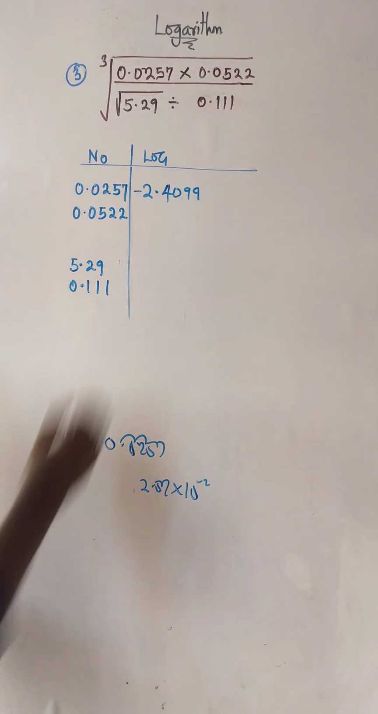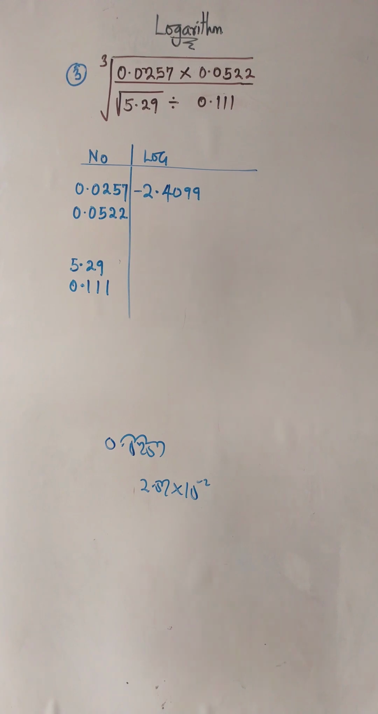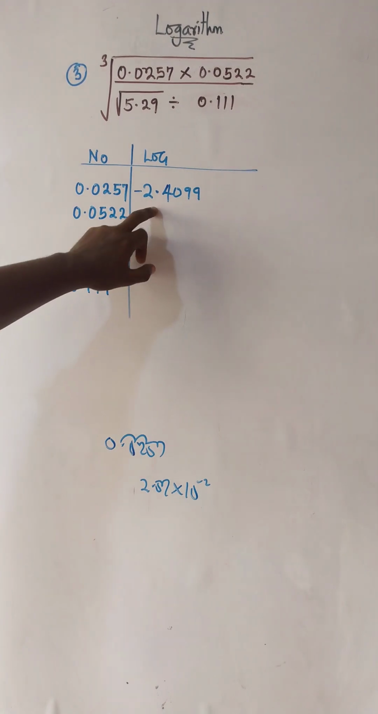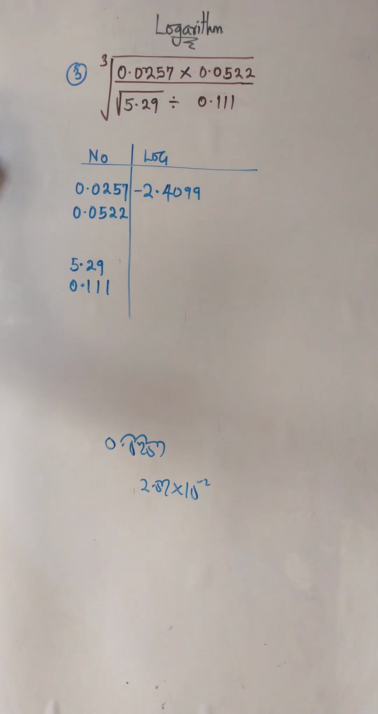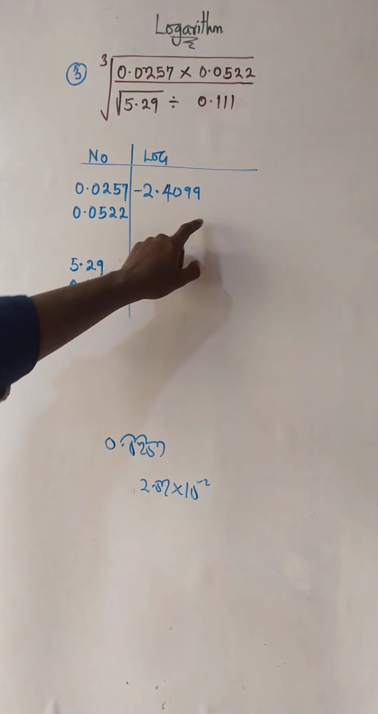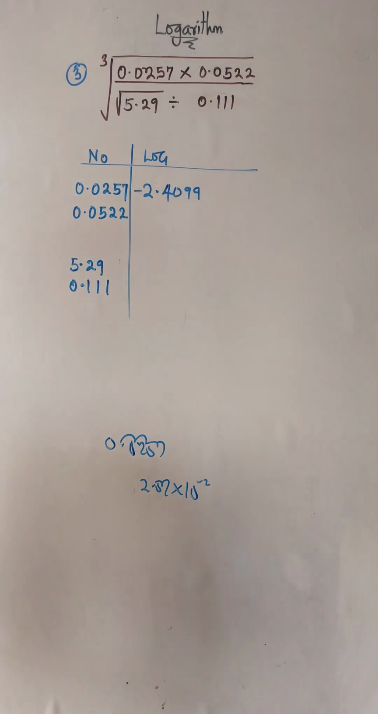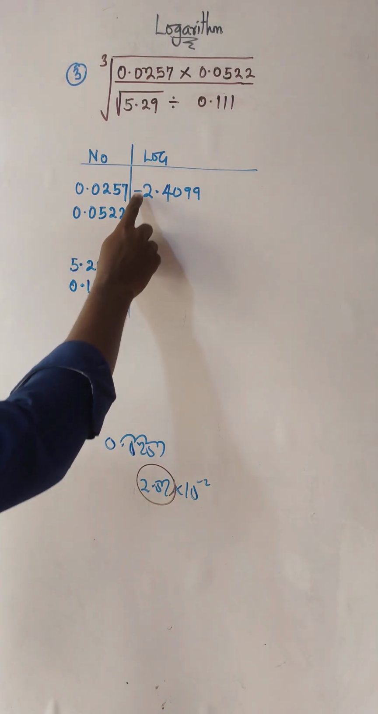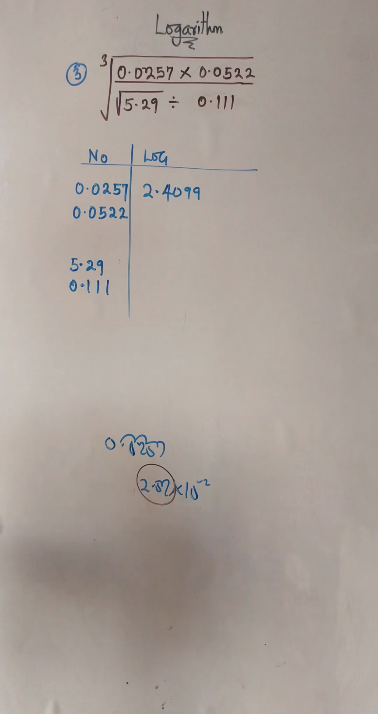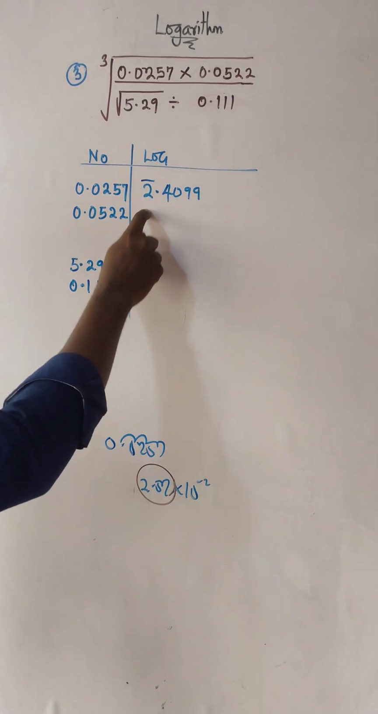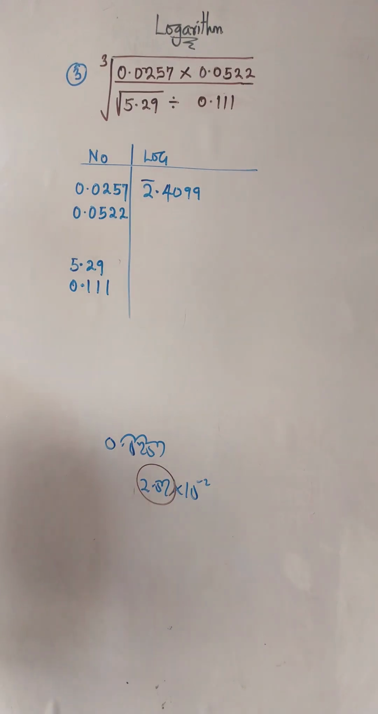But if you write it this way, it's going to be wrong, because if you have minus 2.4099, it means this 2 is negative and 0.4099 is also negative. But the thing is, this part is actually positive. So instead of putting the minus here, we'll put the minus on top of this 2. We call it bar 2. So this shows that the negative is only for this 2. The other part is positive.